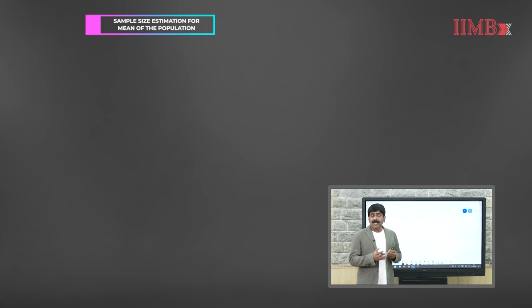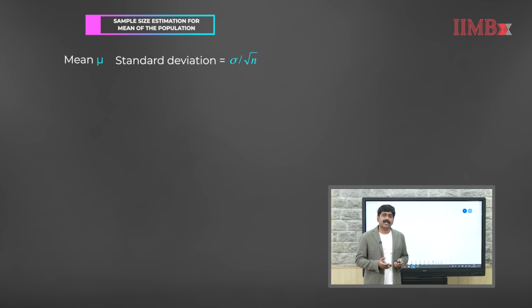Let us try to understand how we can find the sample size for estimation of mean. From the central limit theorem, we know that the sampling distribution of means follows a normal distribution with mean mu and standard deviation sigma divided by under root n.